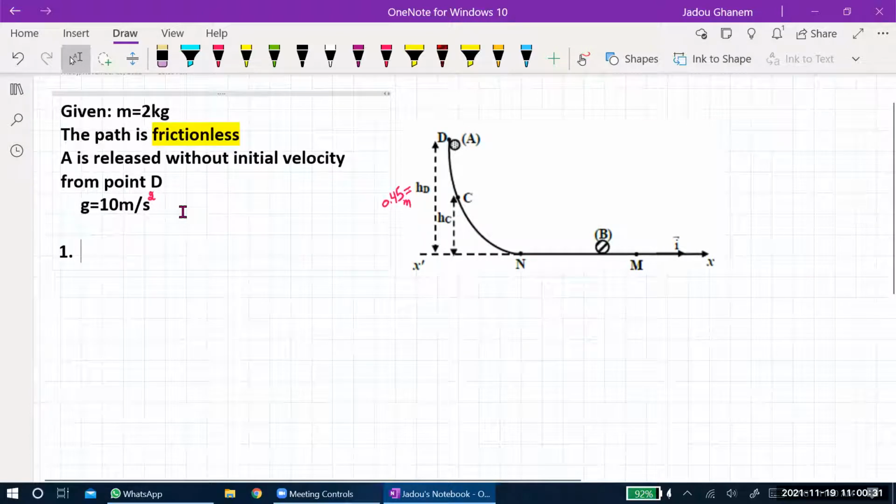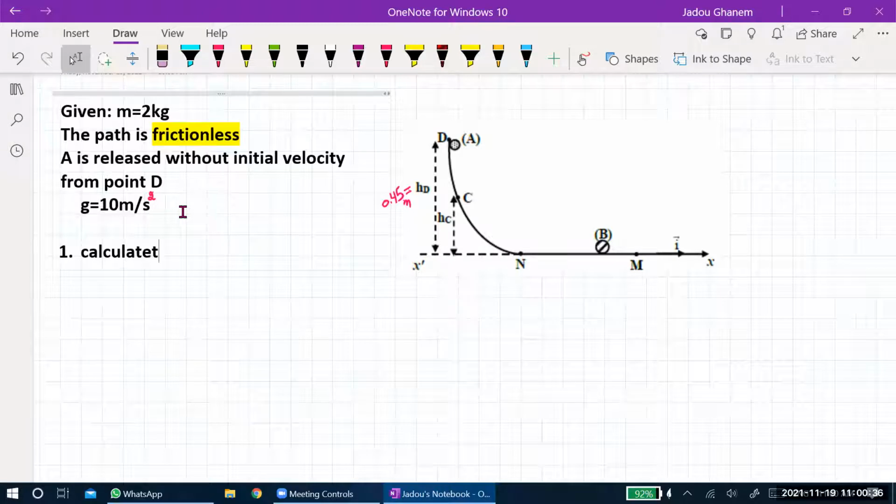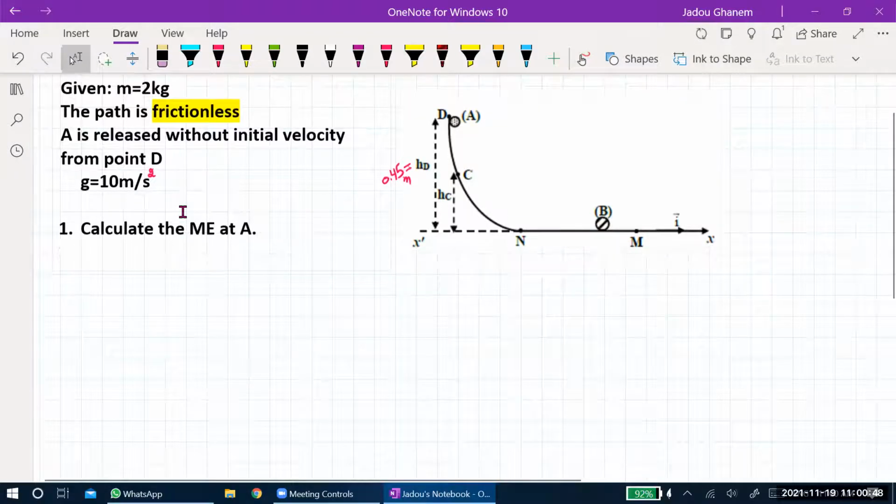Question number 1. Calculate the mechanical energy at A. Here we want to calculate the mechanical energy of the system A, Earth, but in general, what is the mechanical energy at point A? So ME at A. I'll give you some seconds to get an answer from you.